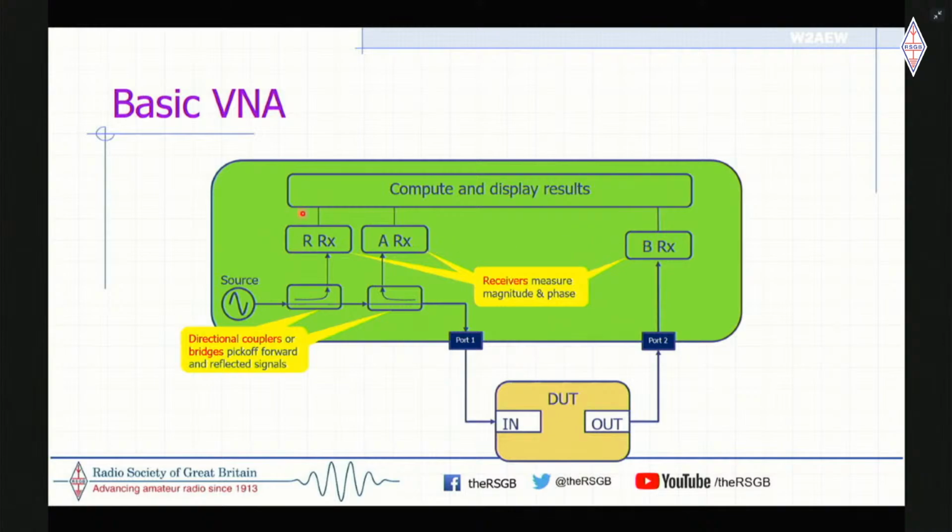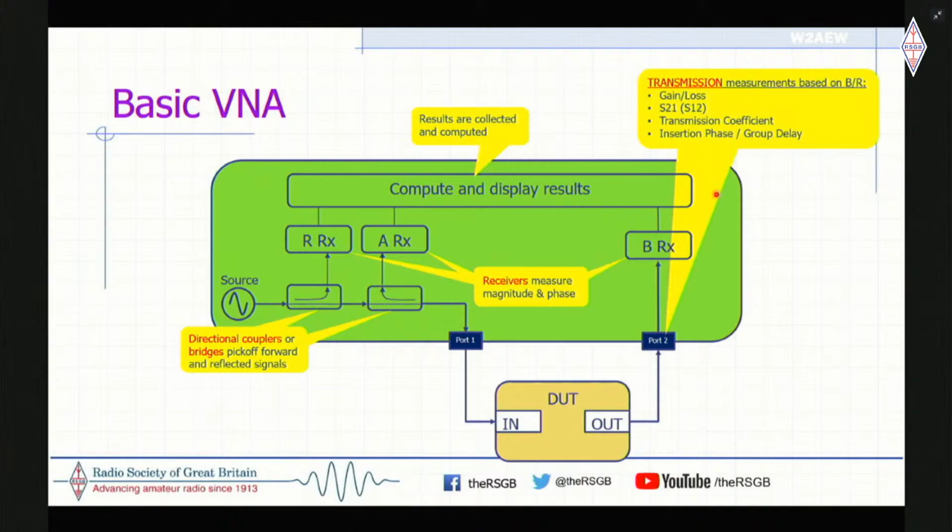These receivers, traditionally called R for the reference receiver, and then the A and the B receiver, are going to measure the magnitude and phase of the transmitted signal, that's our reference, the reflected signal coming into the A receiver, and the transmitted signal coming into the B receiver. Those measured results of magnitude and phase are then collected and computed by some kind of compute engine and put on our display in graphical form, most likely.